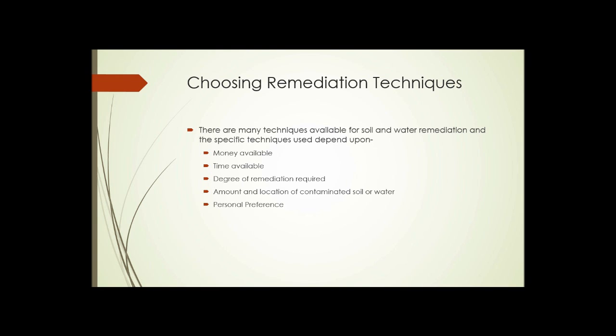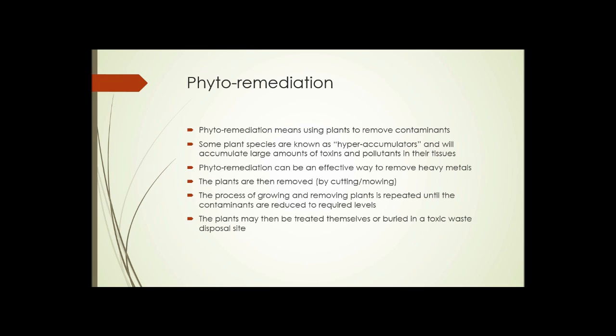One method is simply to dig down and remove all the contaminated soil down to a point where you find no more contamination. Of course, that leaves you with no soil, and you have to have soil trucked in and the site refilled. And then the soil that's been removed has to be remediated somewhere else or buried or disposed of in a toxic waste site. We'll look at some other methods here.